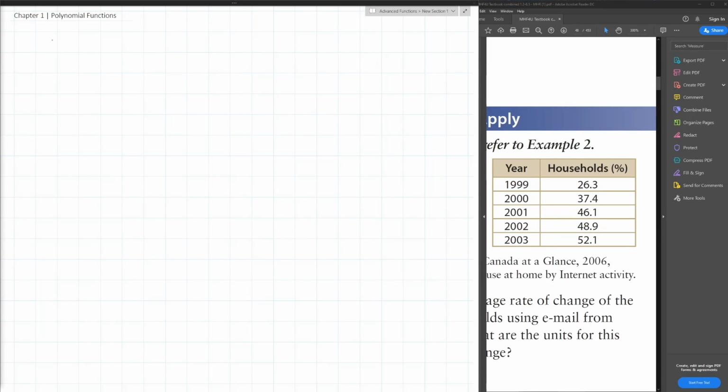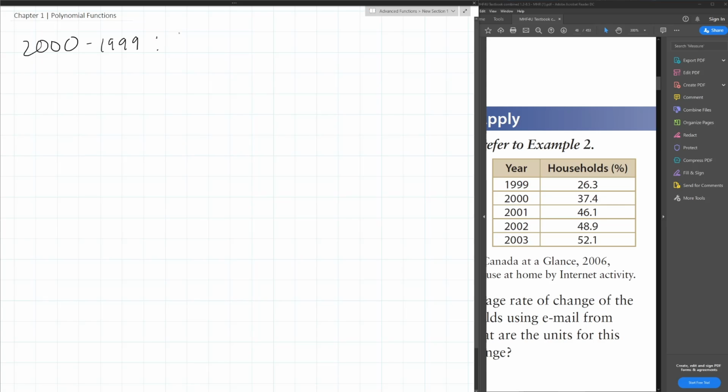Okay, so for the first year of differences, we would have the year 2000 to 1999. The reason why I wrote this is because we shouldn't get negative numbers, so it makes more sense. So the values you would have is 37.4 minus 26.3 all over 2000 minus 1999, which is 1, which equals approximately 11.1.